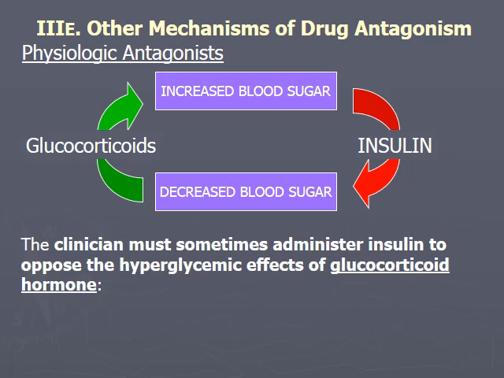Okay, so a clinician might sometimes administer insulin to oppose the hyperglycemic effects of glucocorticoid hormone in someone who's taking it systemically for inflammation, for example.